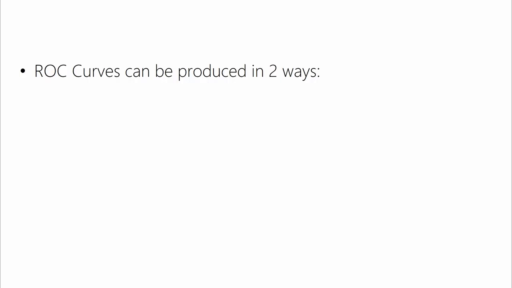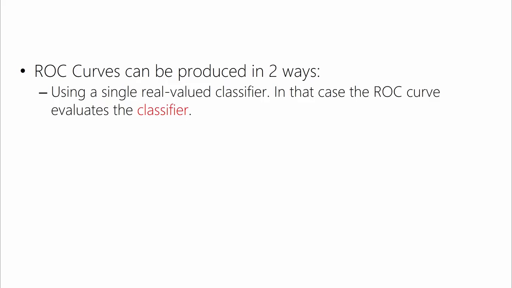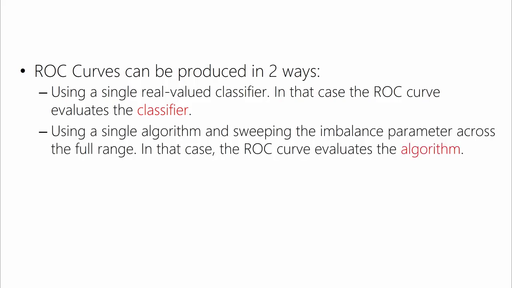Let's talk about another way to produce ROC curves. So ROC curves can be produced in two ways. The one that I just showed you, which is for a single real-valued classifier. In that case, the ROC curve evaluates the classifier. But there's another way to create an ROC curve where you can use a single algorithm and sweep the imbalance parameter across the full range and trace out an ROC curve to evaluate the algorithm. So one is a property of a single classifier, and the other is a property of a whole algorithm.